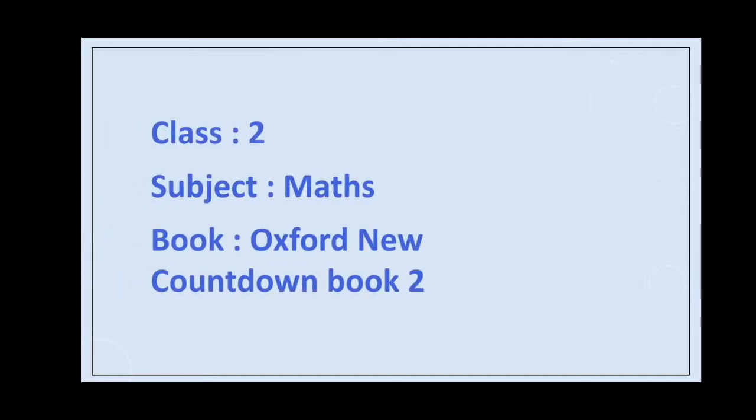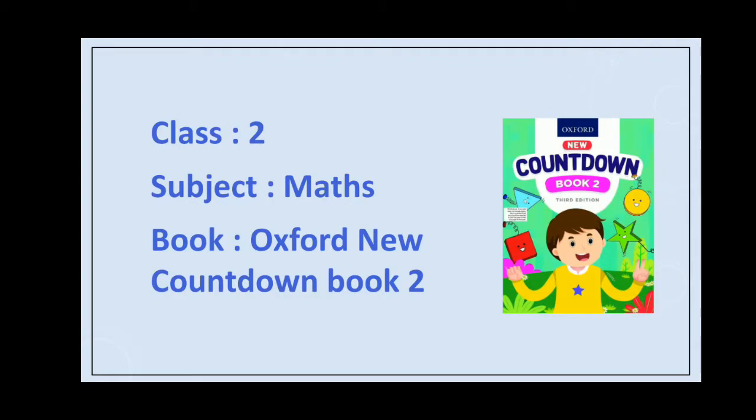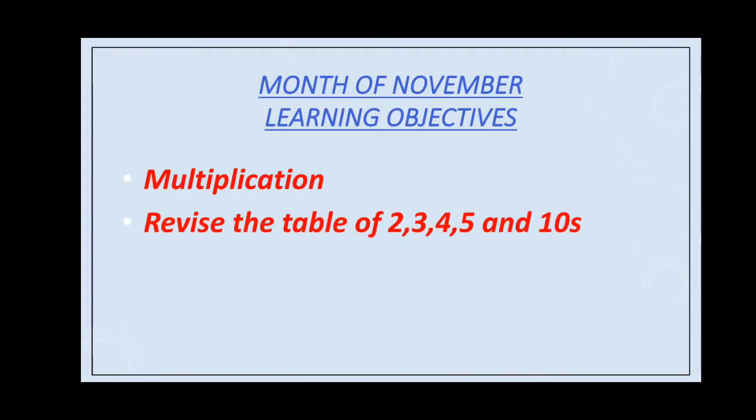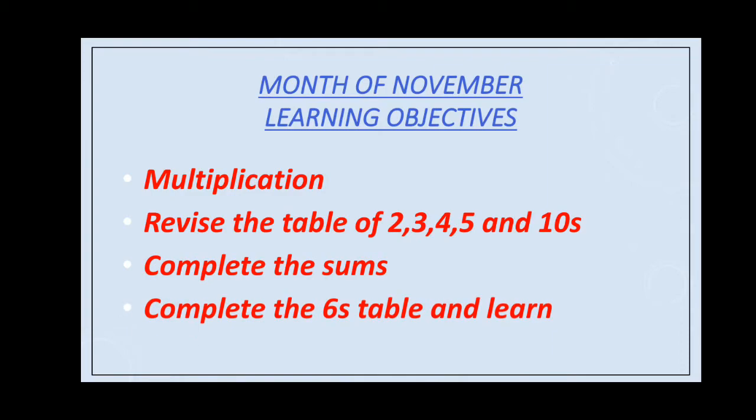Now let's take out your math book. Here you can see the objective points which we will cover in today's class. First of all, we will learn about multiplication, then revise the table of 2, 3, 4, 5 and tens, and also complete the sums. Then we will learn the table of 6. Let's start from multiplication.